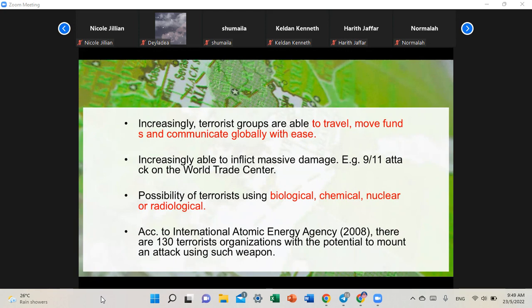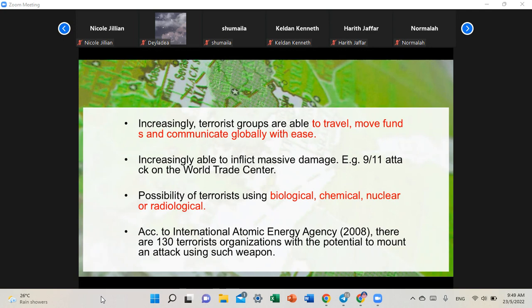Okay, communicate globally, especially in terms of recruitment. They get to reach more audience for recruitment purposes because of globalization and the increasingly easy access to communication. Okay, and then increasingly able to inflict massive damage. Example, the 9/11 attack on the World Trade Center. We have discussed this two lessons ago. Possibility of terrorists using biological, chemical, nuclear, or radiological weapons.